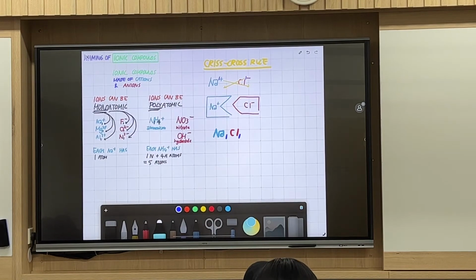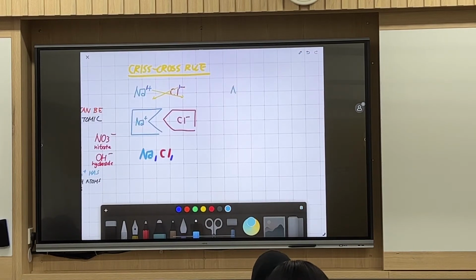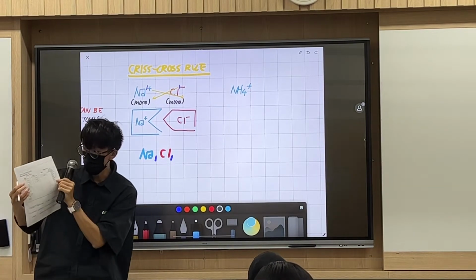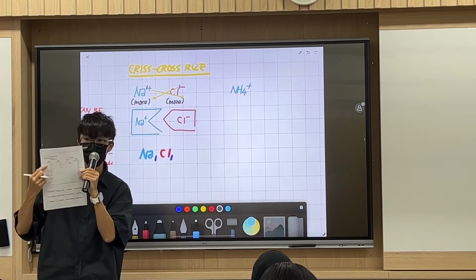Okay, so we will do NH4 plus here on the side. It is a polyatomic ion. You may want to write down the class of ion there. Monoatomic ions, they're very easy to figure out the charge. Just look up the group number. You see I created a table within a table here.